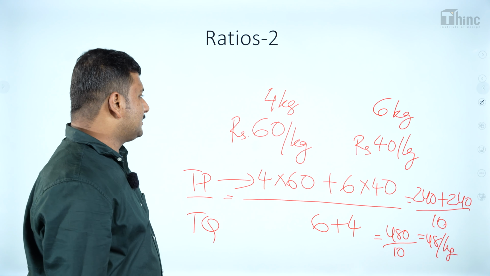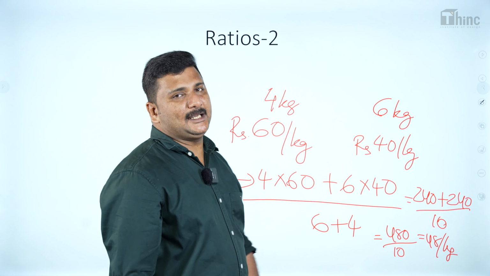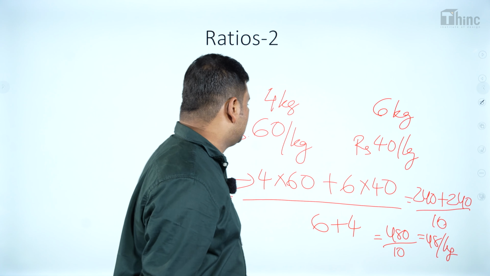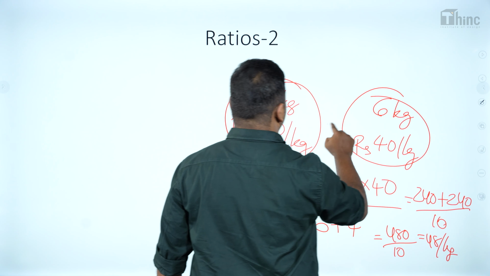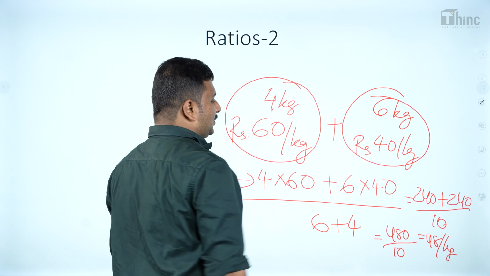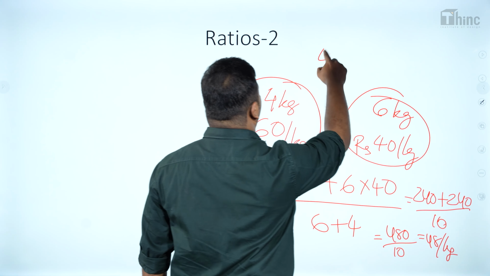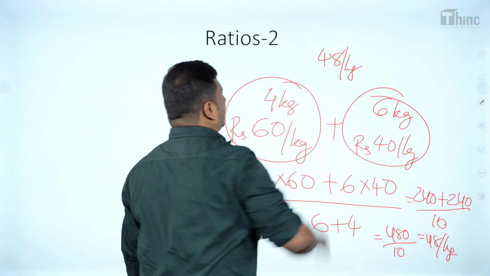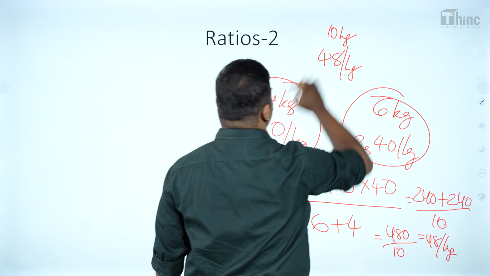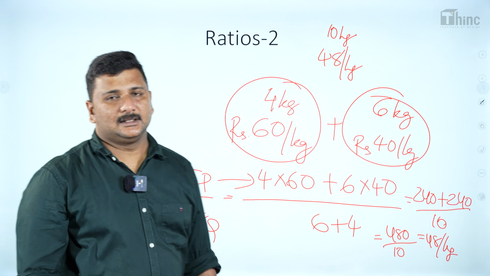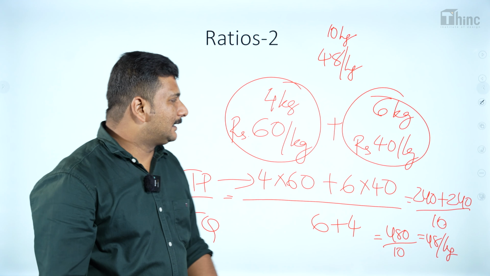So when he mixed these two, the price per kg of the mixture is 48 per kg. So he is mixing these two and the mixture price is nothing but 48 per kg. I think when he mixed these two, the total quantity will be 10 kgs and the price will be 48 per kg, right? So this is how we manually calculate it.